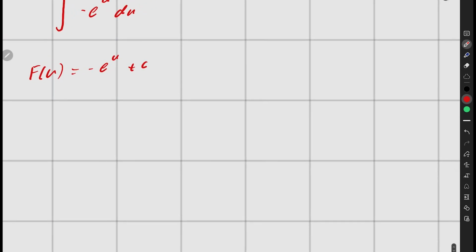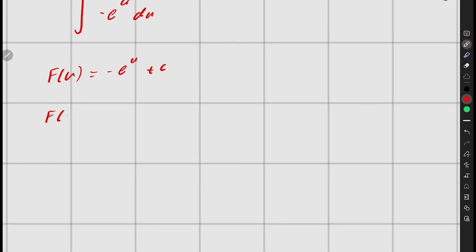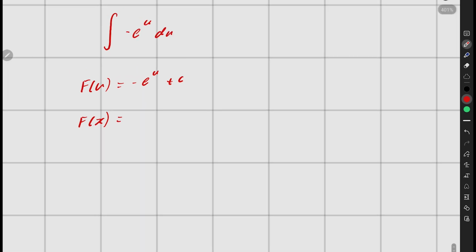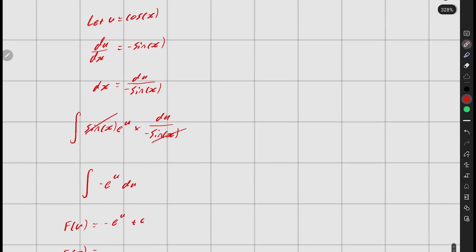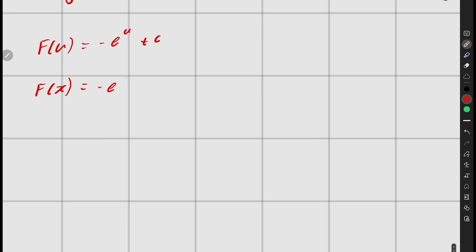So we have a function of u equal to negative e to the power of u plus c. And we want this in terms of x. We've solved it in terms of u, so the last step is to substitute our x value back in, so we have the integral not in terms of u, but in terms of x. So a function of x, let's see, what did we set u equal to? U was equal to cos of x, so we're going to have negative e, substituting u back in, to the power cos of x, plus c. So that's integration by U-substitution. So let's work on a few more, alright?